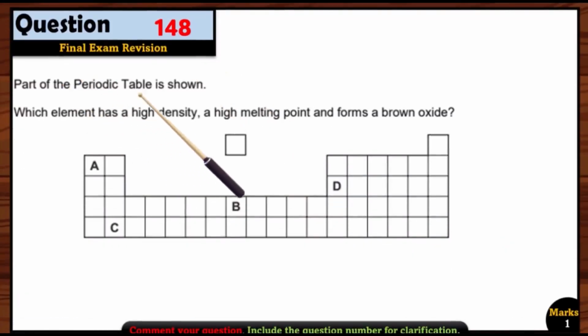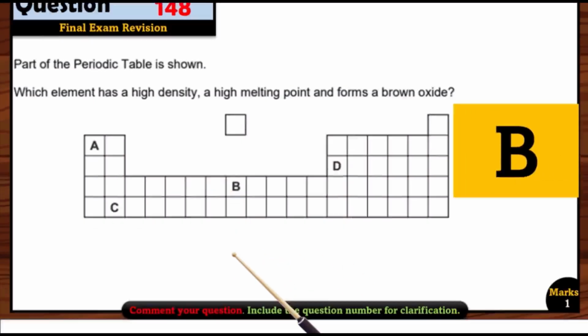Question 148. Part of the periodic table is shown. Which element has high density, high melting point, and forms a brown oxide? So colorful oxide, high melting point, and high density, it should be the transition metal. And that is option B.